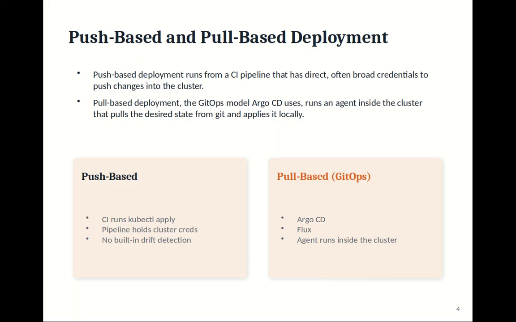Push-based and pull-based deployment. Push-based deployment runs from a CI pipeline that has direct, often broad credentials to push changes into the cluster. Pull-based deployment, the GitOps model ArgoCD uses, runs an agent inside the cluster that pulls the desired state from Git and applies it locally. Push-based: CI runs kubectl apply. Pipeline holds cluster credentials, no built-in drift detection. Pull-based GitOps, ArgoCD, Flux: agent runs inside the cluster.